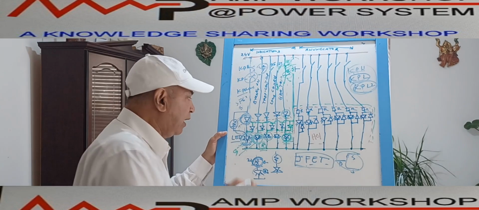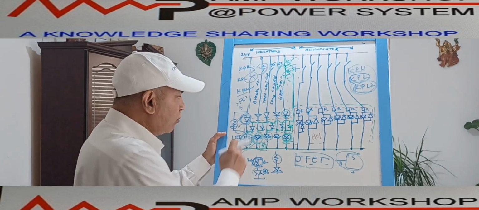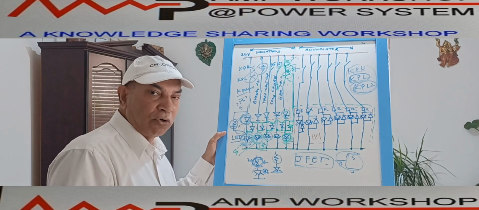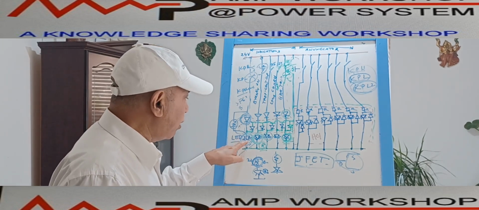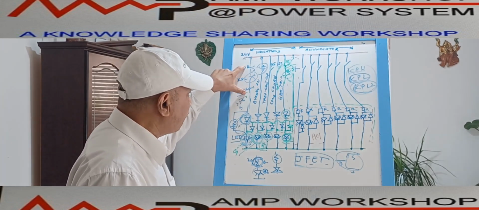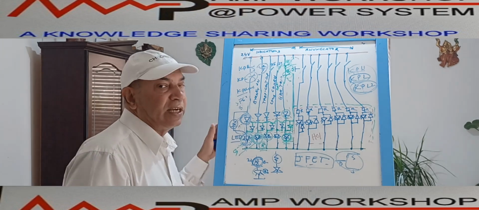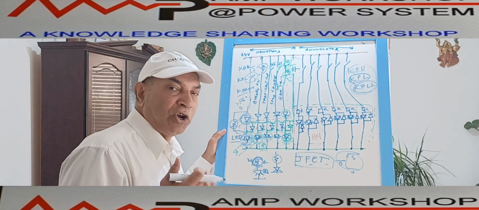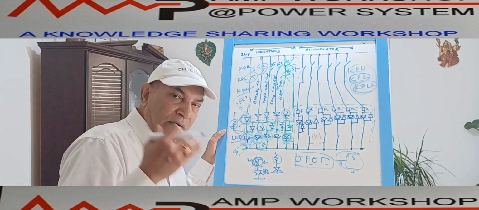In addition to this, if this LED burned out, then also the light will go off. So we don't know whether, when the LED is getting off, it is due to the actual fault or due to the fault in the LED itself. So we need to monitor these LEDs regularly.